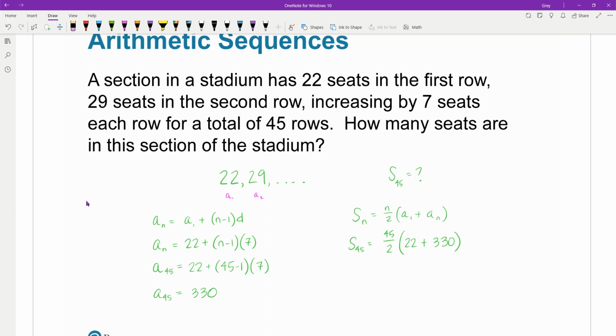I'm going to fill it into my sum formula. And so the sum of the first 45 rows is equal to 7,920 seats. And that's all it is, knowing that formula, y'all. And I can't emphasize enough, the best way and the easiest way for you to learn those formulas is to write them down every time you do a problem.